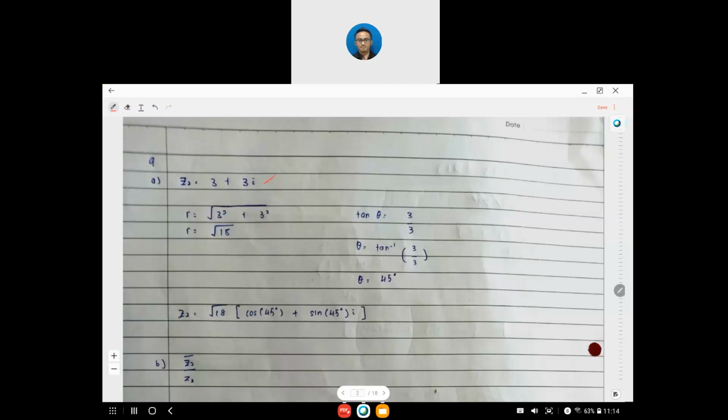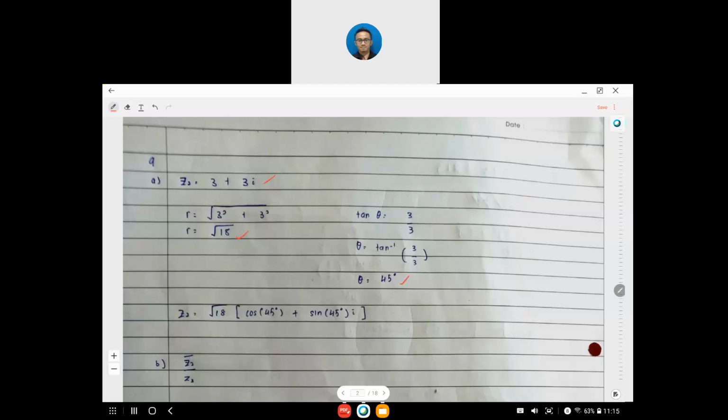Your a equals 3 and your b equals 3. So 3 square plus 3 square is 18. So the square root of 18 is the value of R. And then you want to find the value of tangent. Tangent theta equals 3 over 3. So taking tangent inverse, you get theta equal to 45 degrees.